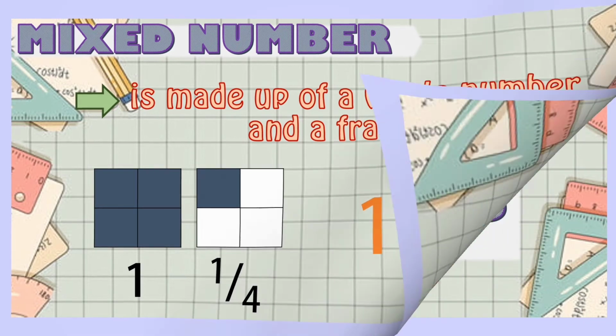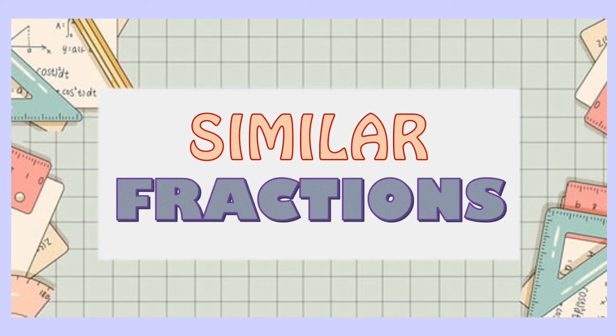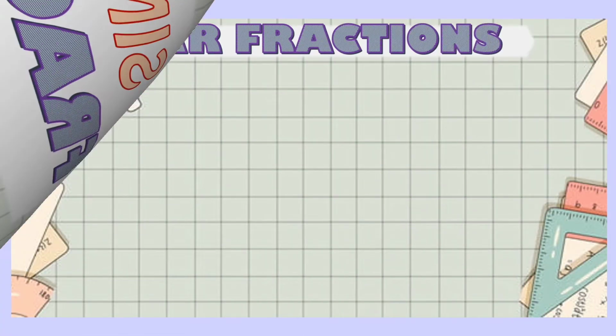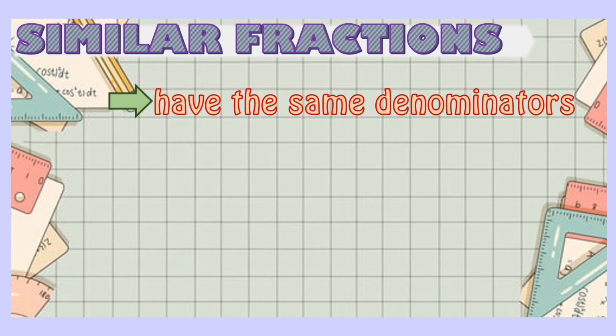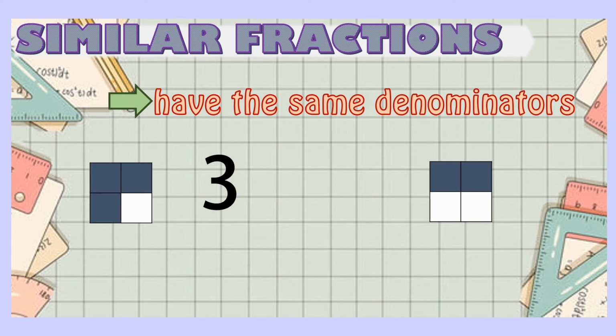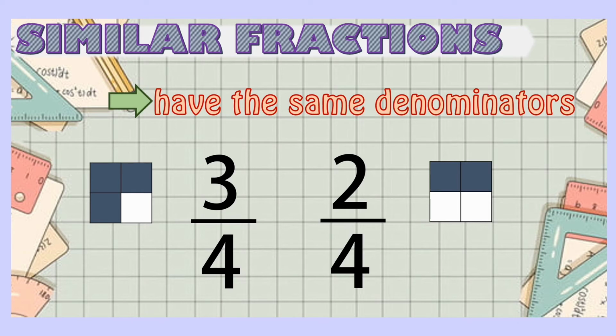Next is similar fractions. Similar fractions are fractions that have the same denominators. Again, the denominator is the number that can be found at the bottom of the bar line. So in this example, the denominator is 4. Both fractions have the same denominator, so they are considered similar fractions.